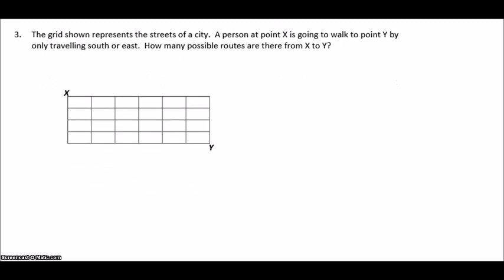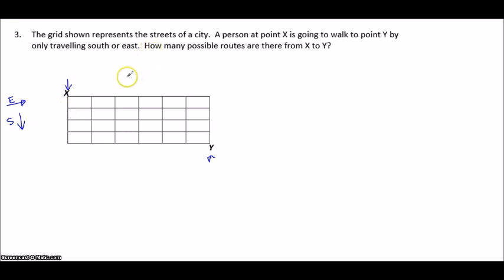This last example is kind of a clever way to use this approach to solve a problem that in some ways isn't really related to rearranging letters. The problem here, just to give context, is I'm standing in the city here, at point X, and I want to walk to point Y. And in this particular problem, I'm only going to allow you to travel south or east. So south is down, and east is, sorry, east is this direction.